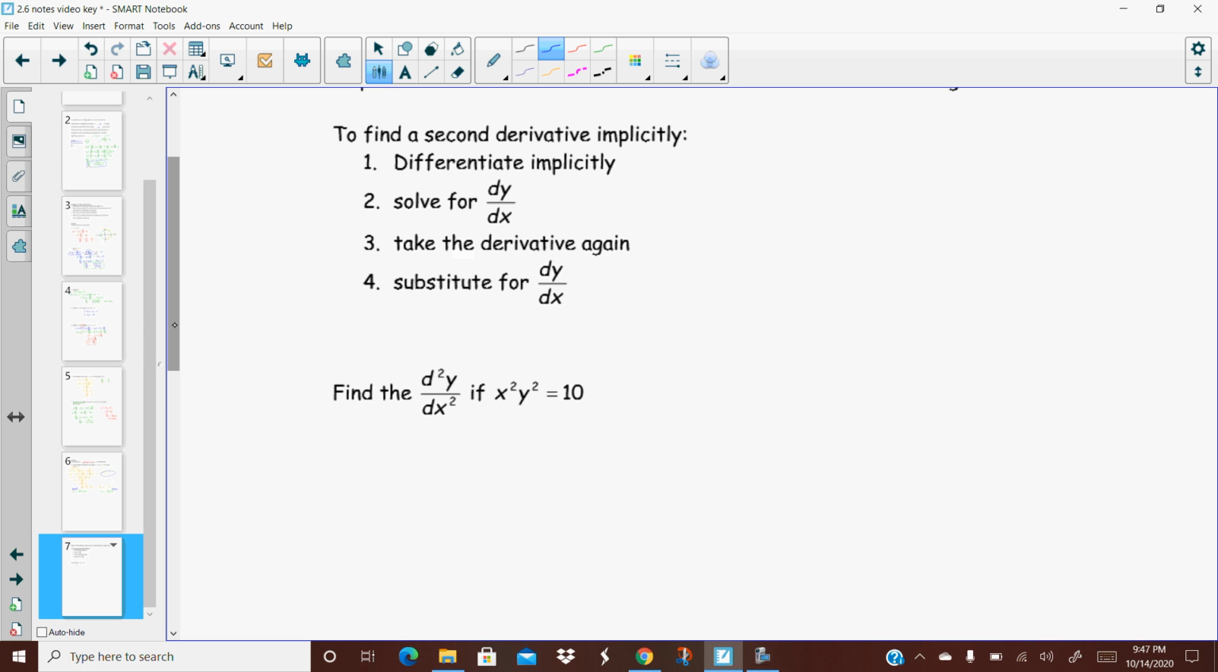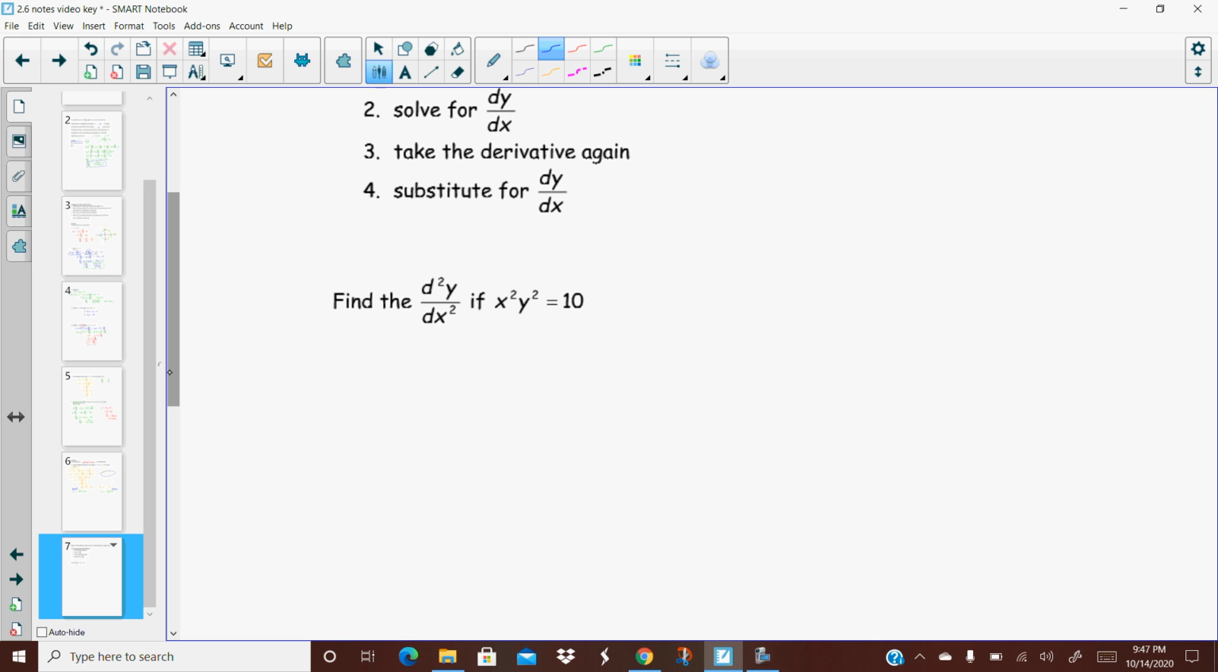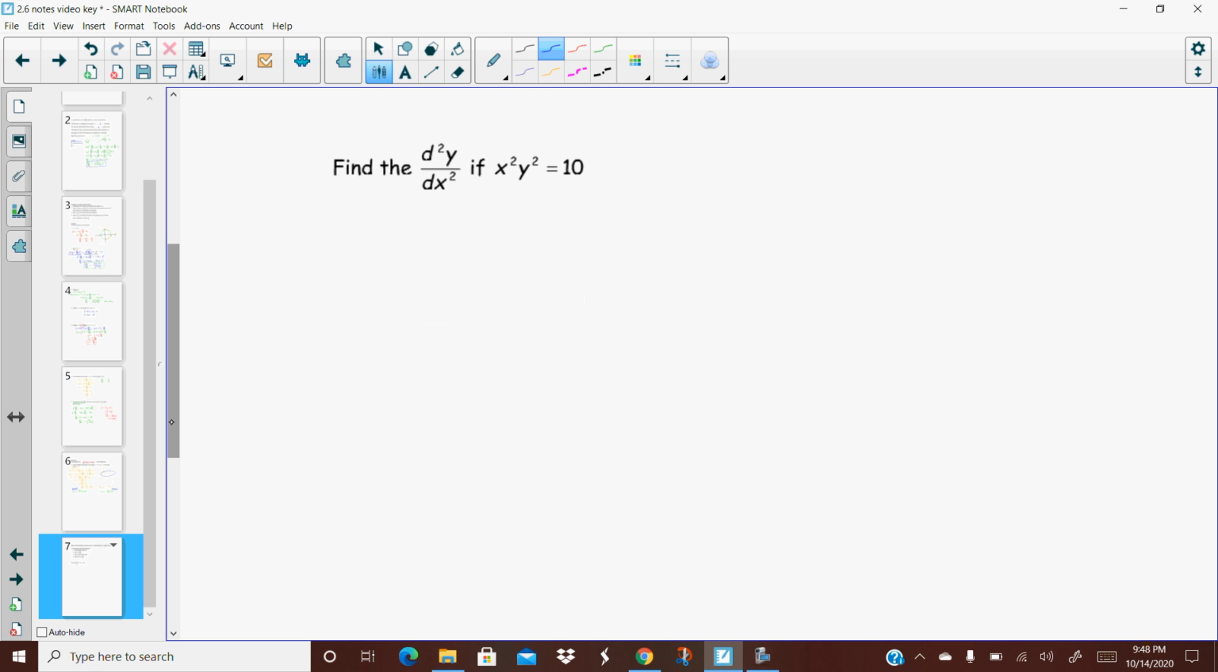All right, so it's definitely a product rule. We're going to have to find the first derivative first. So let's see, the derivative of the first term is 2x times the second term, y squared, plus the derivative of the second term, 2y dy over dx times the first term, x squared, equals the derivative of 10, which is 0. Okay, now in this case, we definitely have to solve this for dy over dx. We're not plugging anything in, so let's solve it.